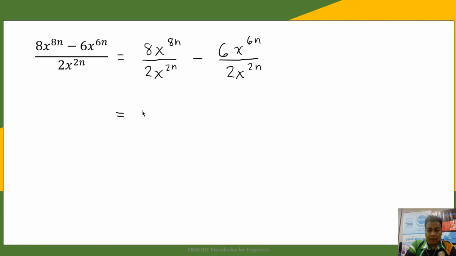8 divided by 2 is 4. X raised to 8n divided by x raised to 2n is simply x raised to 8n minus 2n, that is 6n. Then minus 6 divided by 2 is 3. X, 6n minus 2n is 4n. So that is our answer.